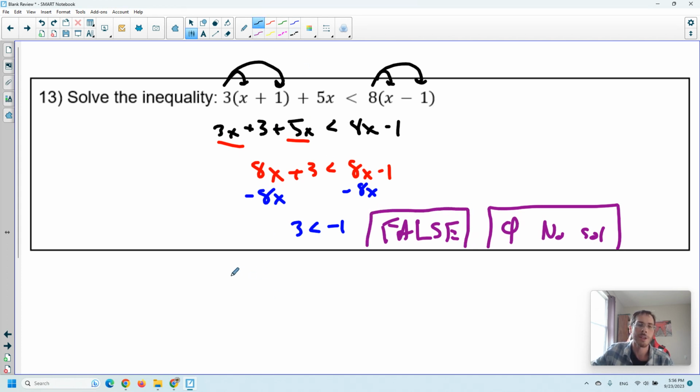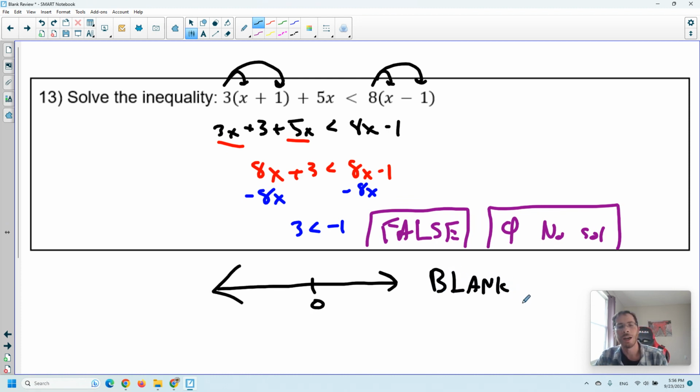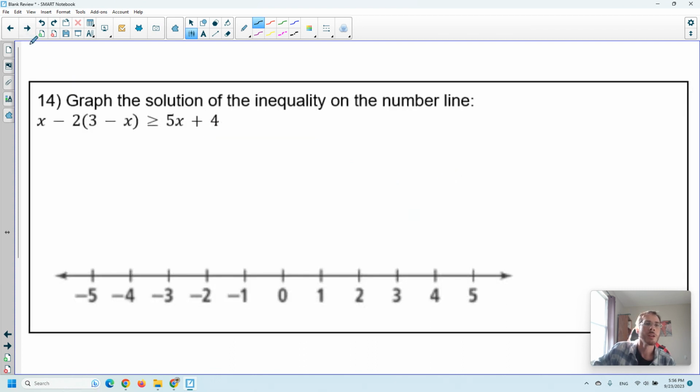If you wanted to graph it, it didn't make us graph it, but remember the graph for this one is the one where we just leave it blank. So if you were to actually put anything on that number line, then you would get it wrong. So it's just a blank number line because there are no answers. 3 is never less than -1. All right, well, that's it with 13.